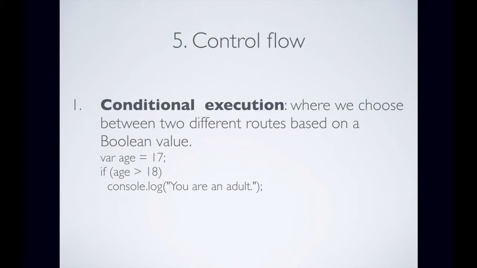So here is an example. We define a variable called age, and it equals 17, and then we do an if conditional execution. So if age is larger than 18, we do the next line, console log you are an adult. But here age is less than 18, so this statement will not be run, which means you won't see you are an adult in the console, because the condition here, age larger than 18, returns false. So if false, the next statement will not be run.